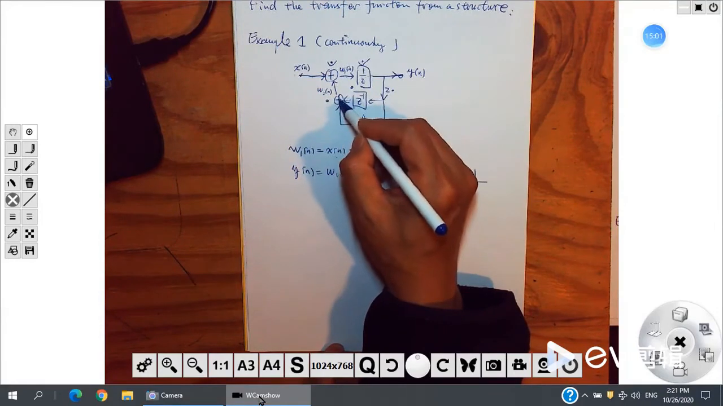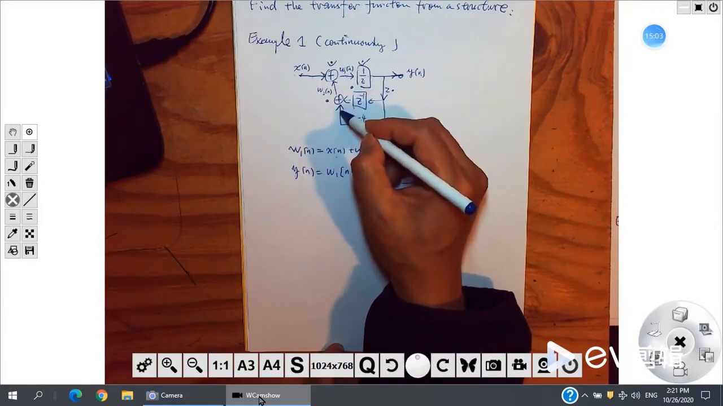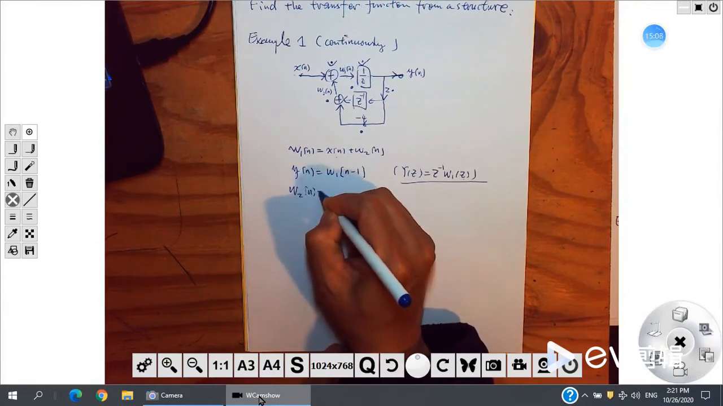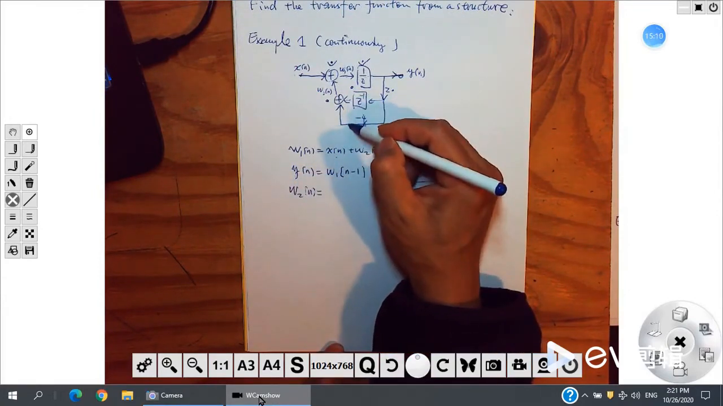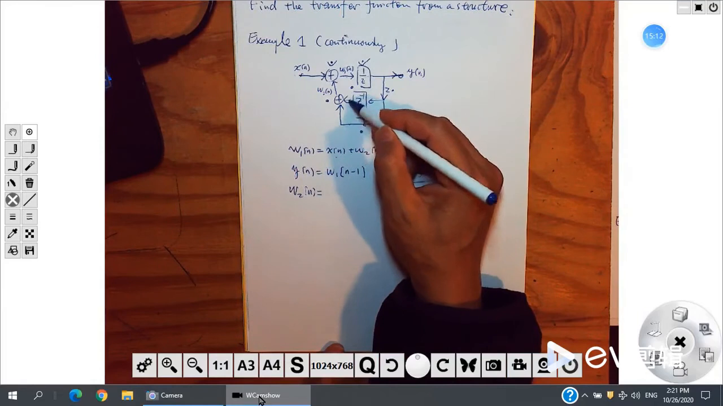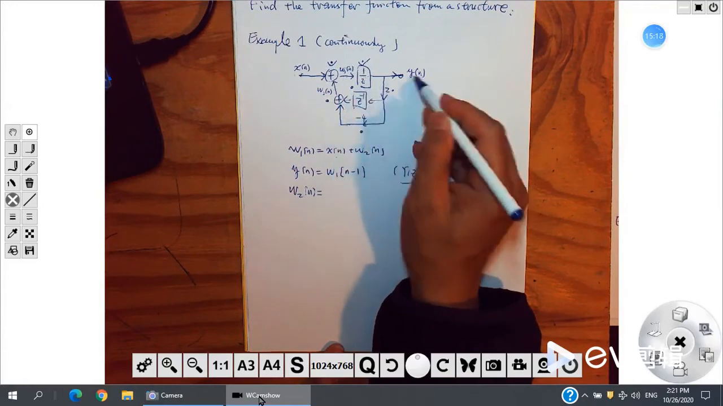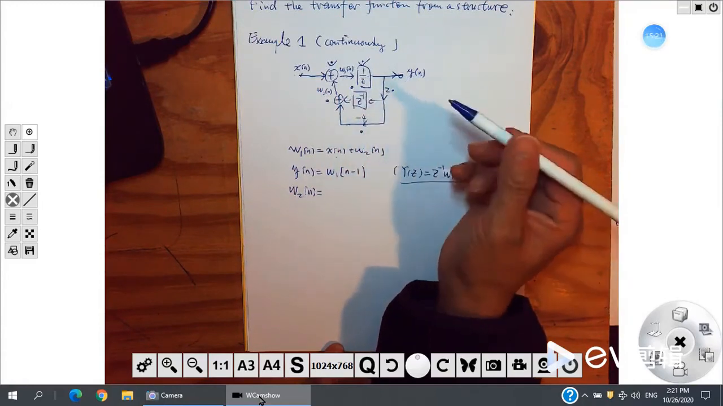This is also summation. So these two signals do summation. I have W2. So W2 of n will be the summation of these two. So here you need to give some variables to denote these signals. But you can also just, if you can save something, you can look at it.